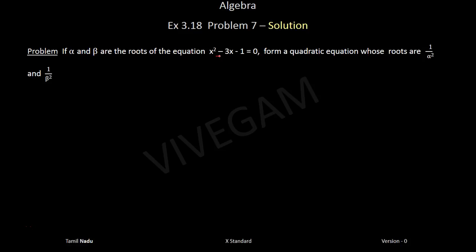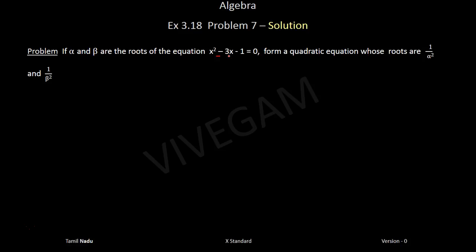From this equation, we can calculate the value of alpha plus beta and alpha beta. And we are asked to frame the equation whose roots are 1 by alpha square and 1 by beta square, right? So we need to find the value of 1 by alpha square plus 1 by beta square, which is the sum of the roots of the required equation, and the product of the roots is 1 by alpha square into 1 by beta square, right? So these two we need to calculate, and you can calculate them using the known values of alpha plus beta and alpha beta from this equation.